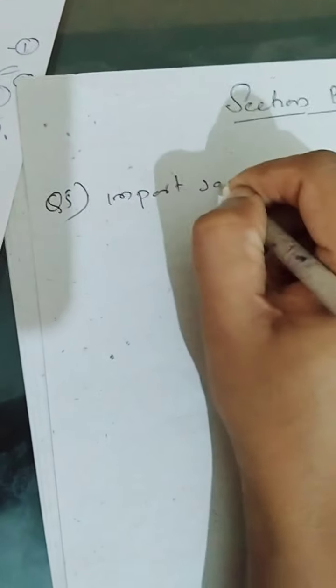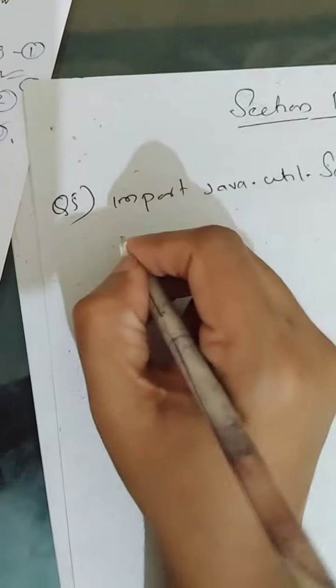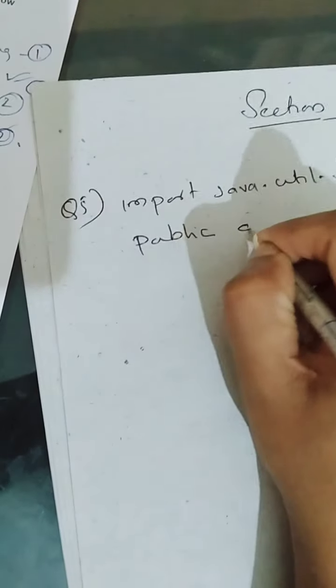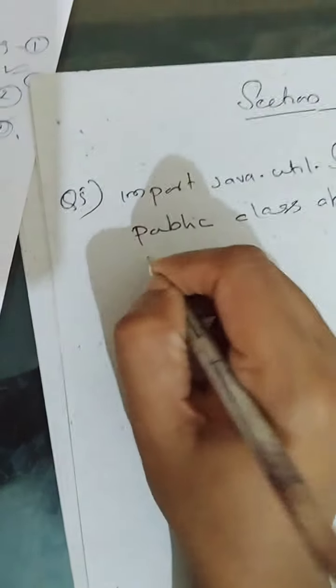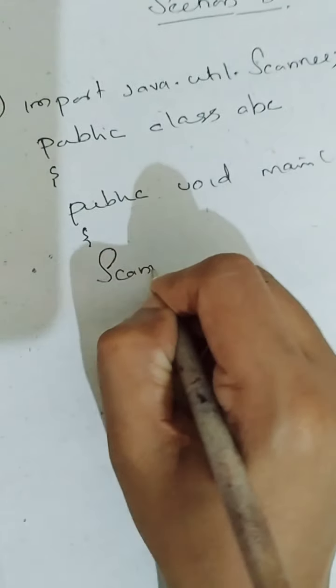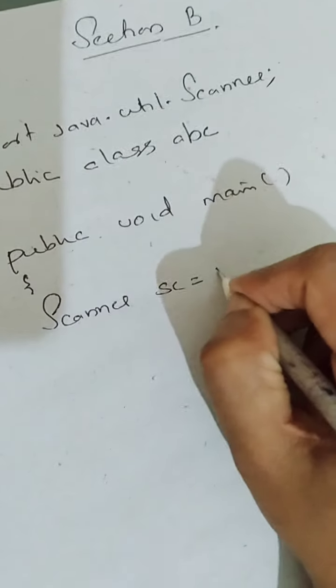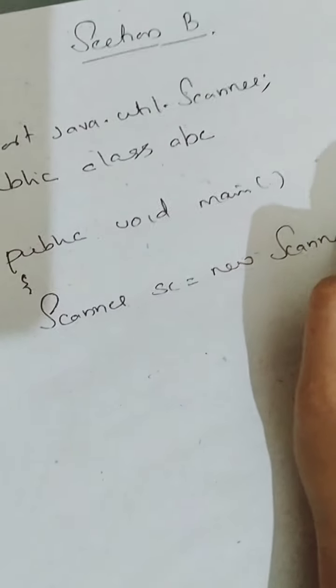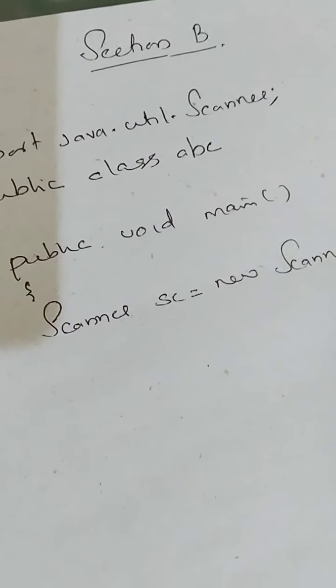We'll start by writing the import package. This is question 5. Import java.util.Scanner. So we have imported the package. Now we will write public class ABC, then your method public static void main. Here I am going to create the object of the Scanner class: Scanner sc = new Scanner(System.in). So I have created the object of the Scanner class.